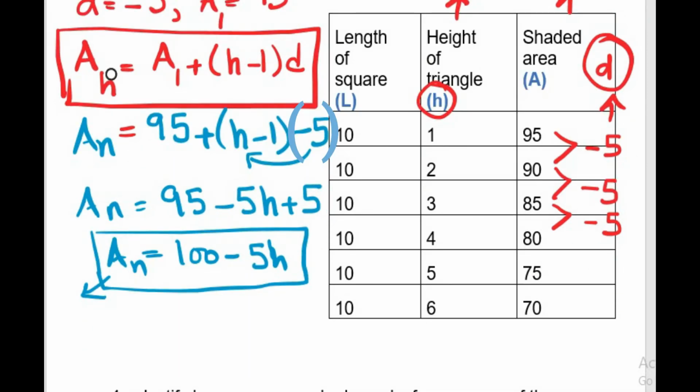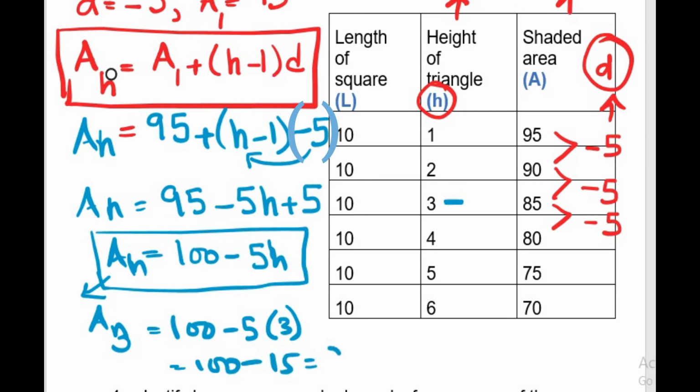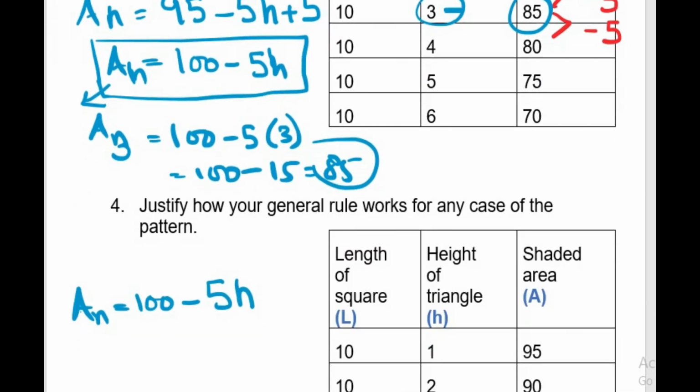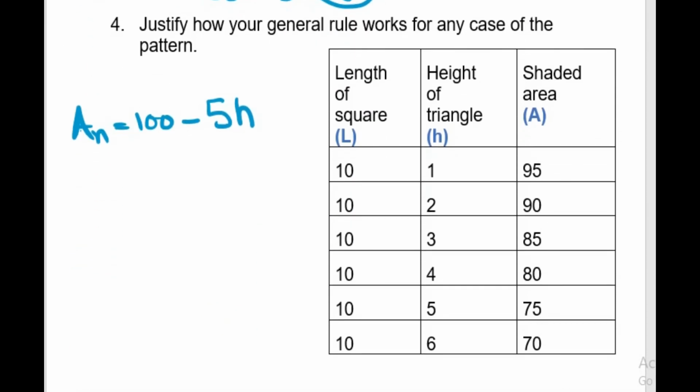You may want to test it for some values that we already know. So let's do it for this one. When h is 3, do we get 85? Let's test. A3 is 100 minus 5 times 3, so 100 minus 15, that is 85, which is the same number. So our testing is quite good enough. We've got the rule working here and it is correct with the findings of our table.